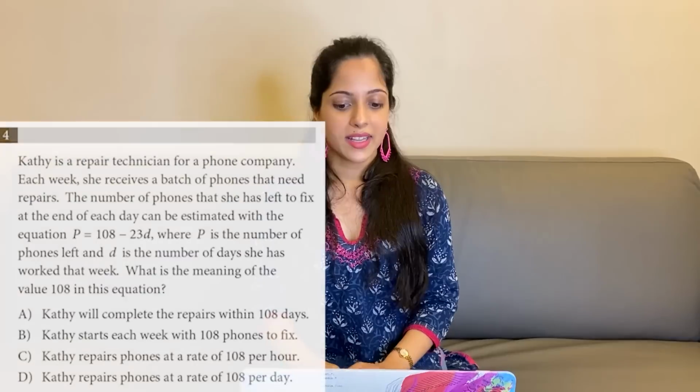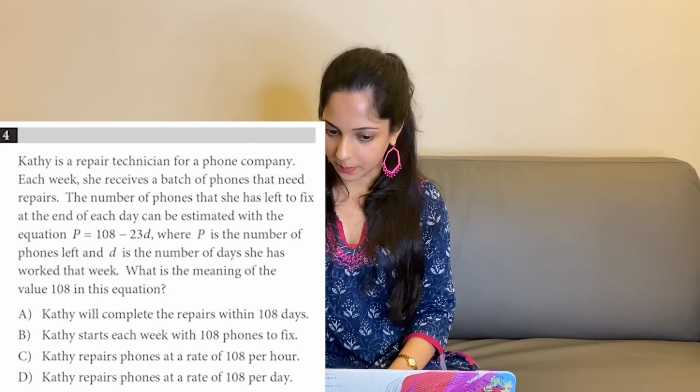As you can see, question 1 was pretty easy. There are other questions testing topics like trigonometry and irrational and rational numbers, and a ton of those things, which you will get by just looking at them. Let's just go through the process of another question, a word problem this time. So question number 4. Kathy is a repair technician for a phone company.